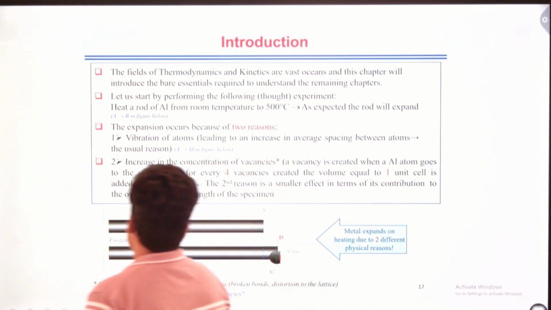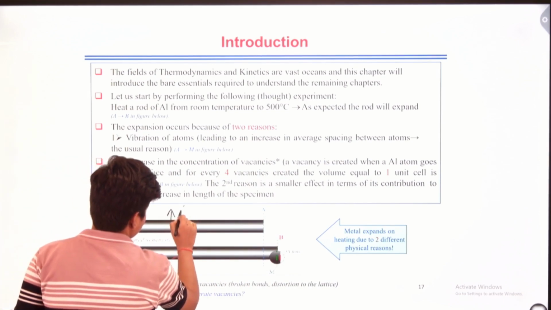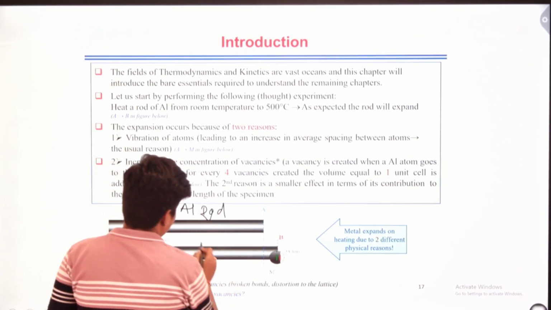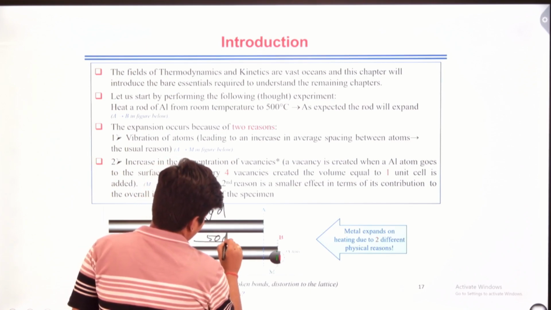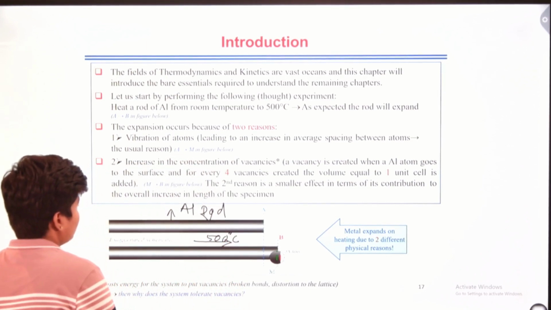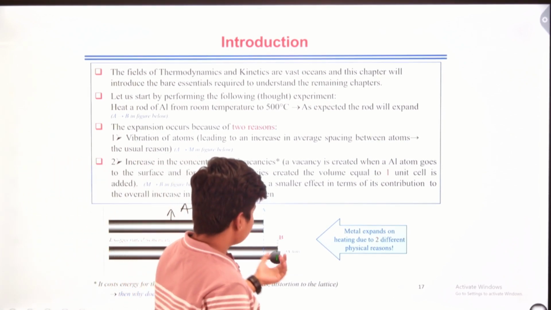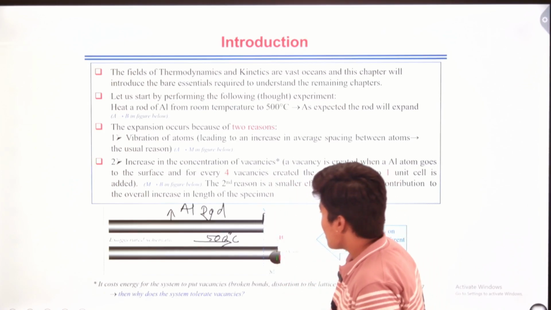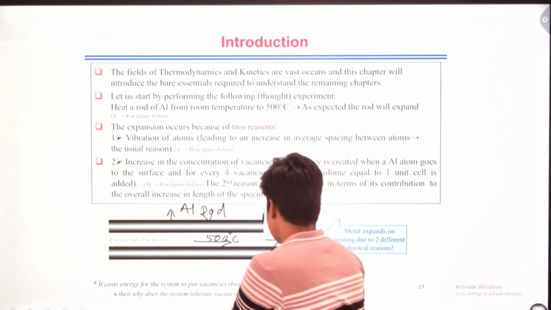First, we'll take one aluminium rod. This is one aluminium rod, and we are going to heat it to about 500 degrees Celsius. First, it is in this shape. After heating, it is going to expand in length.